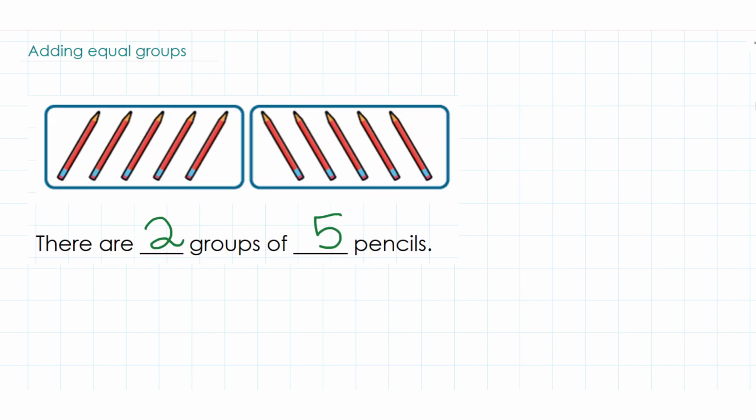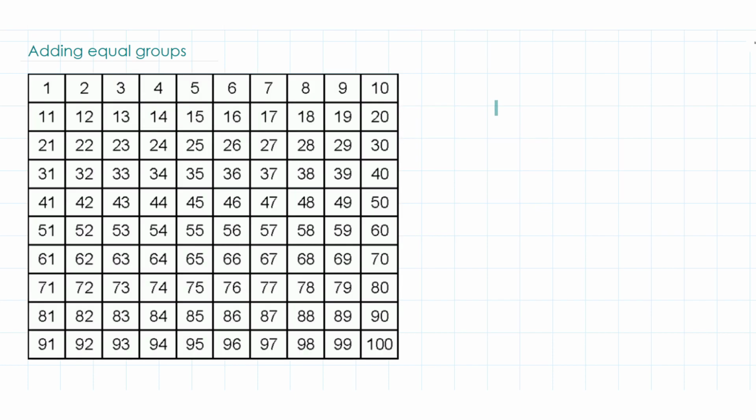So then we looked at this language here, describing those equal groups. Here we could say there are 2 groups of 5 pencils. Because look, there's 1 group of pencils, 2 groups of pencils, and there's 5 pencils in each group. In this lesson, we're going to be adding up those equal groups in order to find the whole, the total, everything that we have.